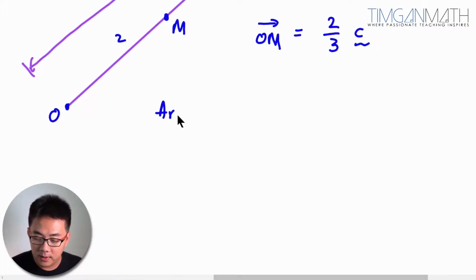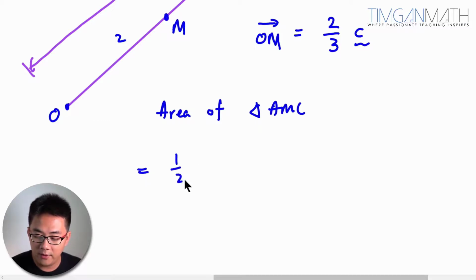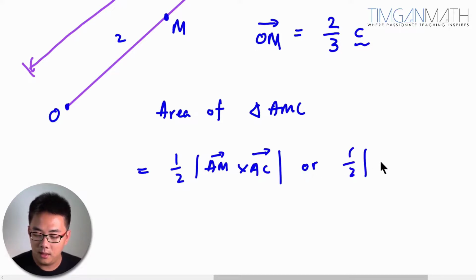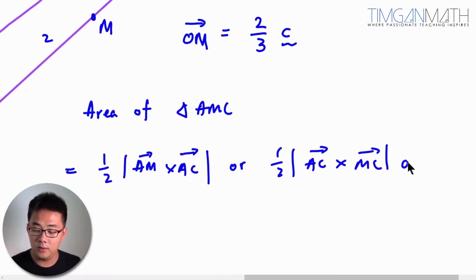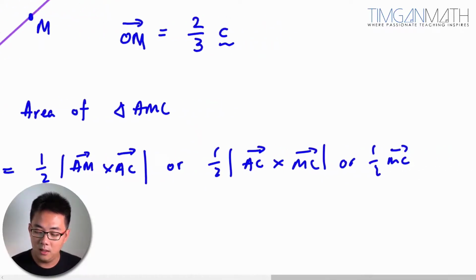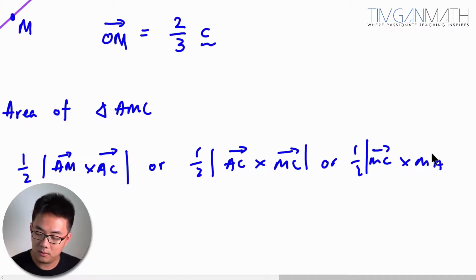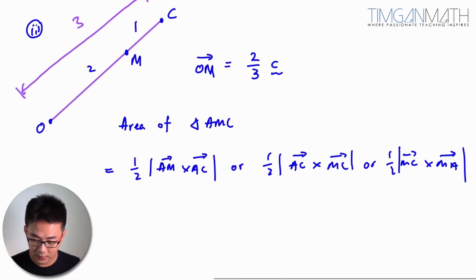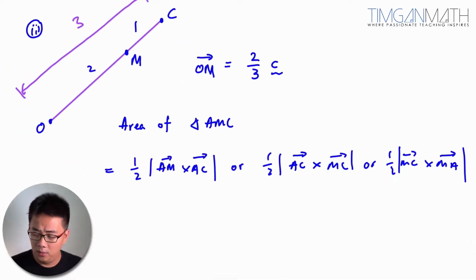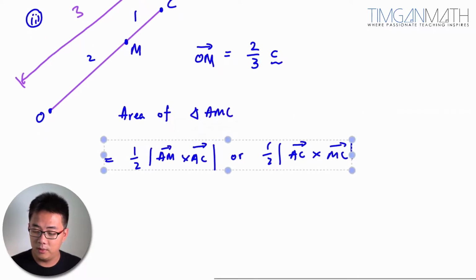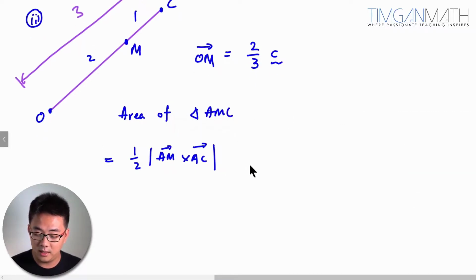So the area of triangle AMC, I could just use any two sides. So I could use half AM cross AC. It doesn't matter. Or you could use half AC cross MC. Or you could even use half MC cross MA. You can use any two sides, but obviously I'm just going to stick with the easiest one, which is the one with the most A. In this case that's the one.